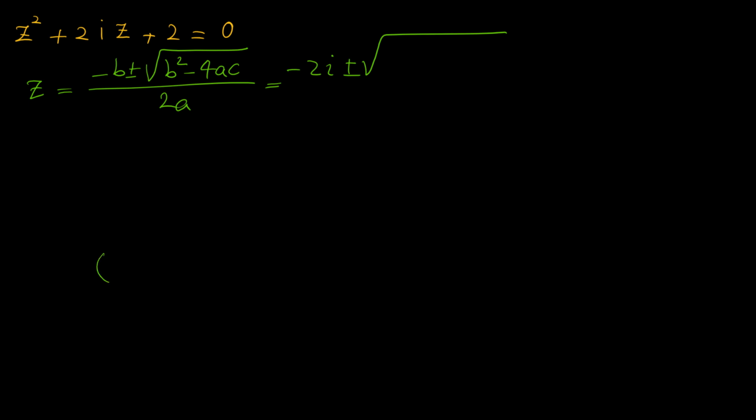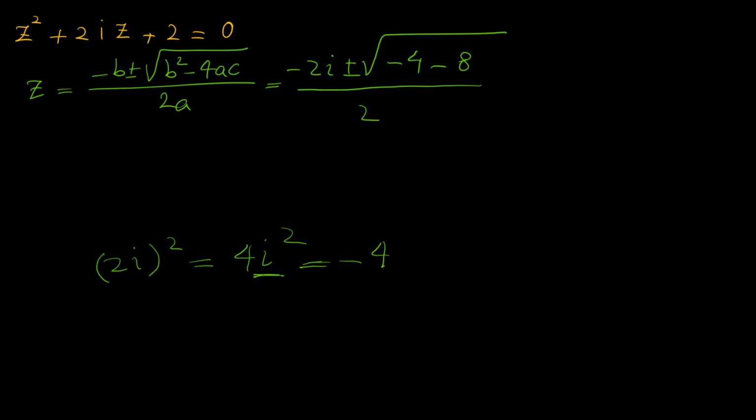b is 2i. What is 2i to the power of 2? 2i to the 2 is basically 4i to the 2. And we know that i to the 2 is negative 1, so this equals negative 4. 4i to the 2 is negative 4. So b to the 2 is negative 4. Minus 4 times a, which is 1. a is the coefficient of z to the 2 here, which is 1. So a is 1. Minus 4 times 1 is minus 4, times 2 is minus 8. So minus 4ac is minus 8, all over 2 times a, which is 2.